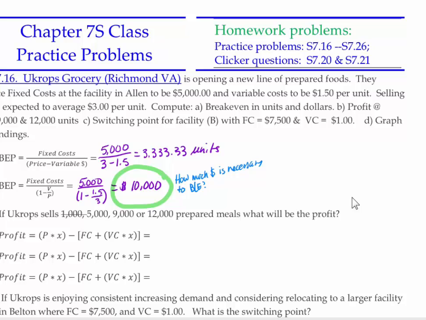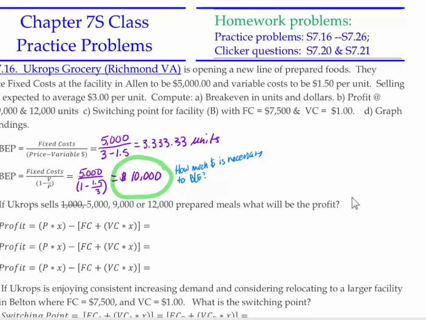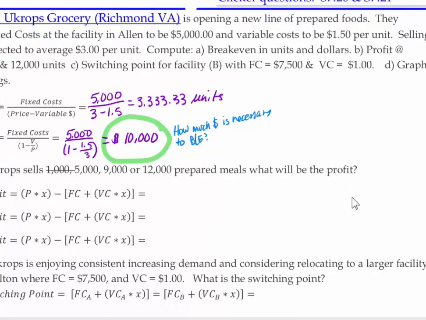So here is how much money are we going to make given these different amounts of products that we would sell. So let me just show you what I'm talking about here. In the first one there, if we were to sell, I lined out 1,000. So if we were to sell 5,000 units, let's figure out what our profit would be. So we'll write that out right here.